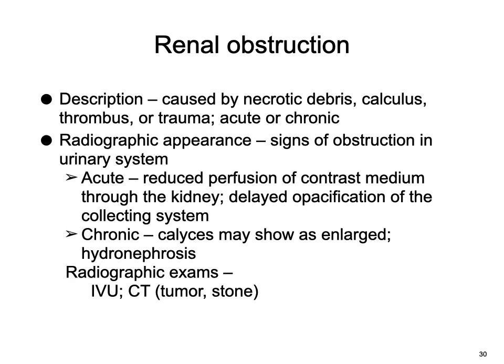Renal obstruction caused by necrotic debris, calculus, thrombus, or trauma, acute or chronic. Signs of obstruction in the urinary system. For the acute renal obstruction, it's reduced perfusion of contrast media through the kidney, delayed opacification of the collecting system. If it's chronic renal obstruction, calyces may show as enlarged, hydronephrosis. You can see this under IVU. CT will also reveal a tumor and a stone.